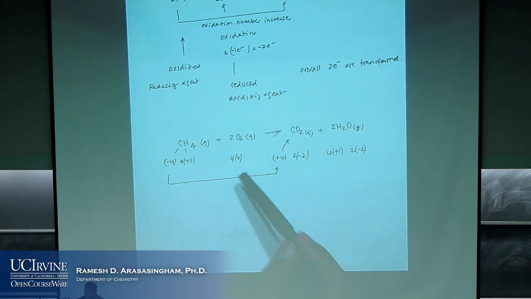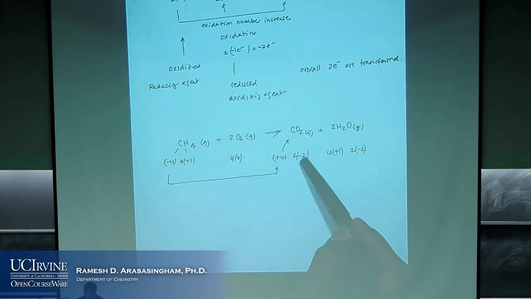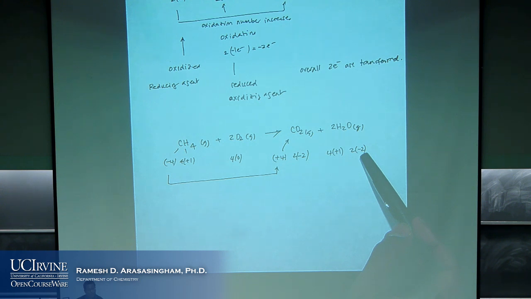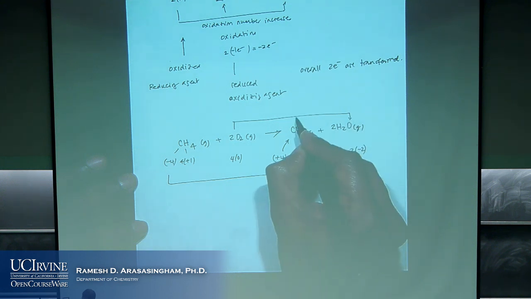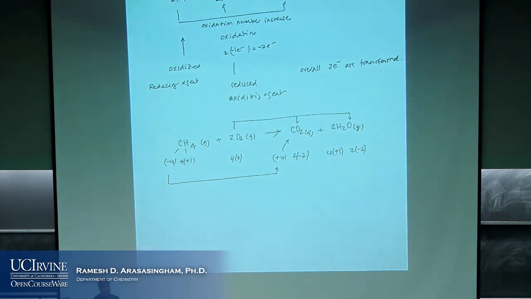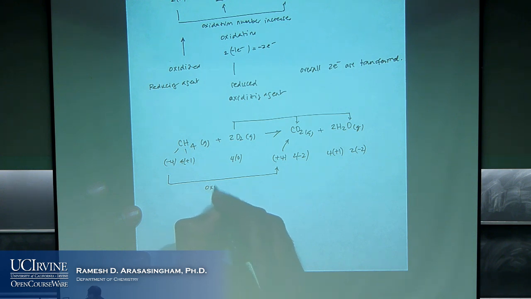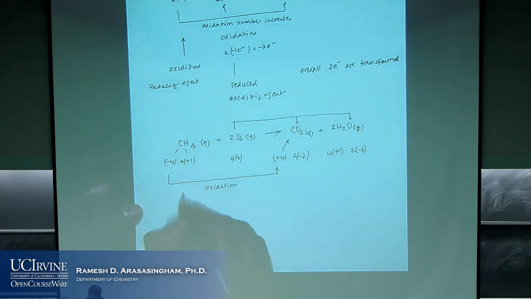Let's look at oxygen. Oxygen goes from 0 to -2 over here and -2 over there. Do you see that? So that means oxygen is changing. Both sets of oxygens are undergoing a change. Okay? So let's start with carbon. Now look at the oxidation number for carbon. Does that increase or decrease? It increases. It goes from -4 to +4. So since the oxidation number increases, what do I know? This is the oxidation, and methane is being oxidized.